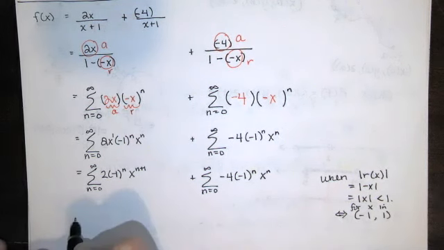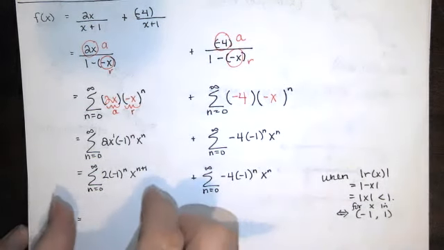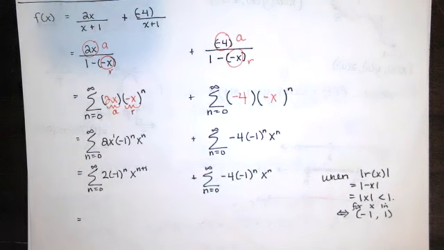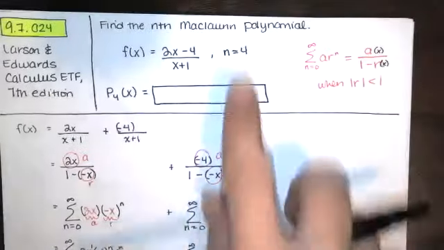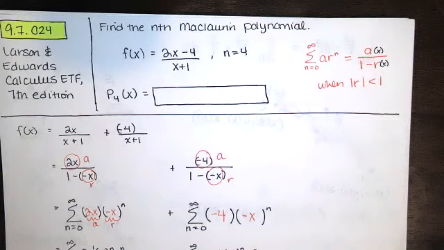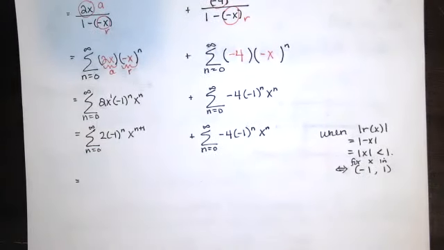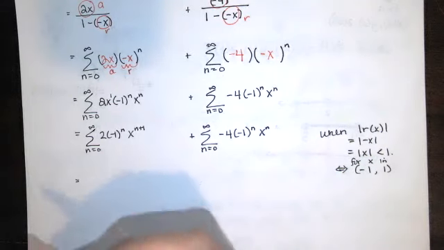Okay, now at this point, we could come up with a way to add these two infinite series together, and I would do that if I was asked for the Maclaurin series for f, but we weren't asked for the Maclaurin series. We were asked for the 4th degree Maclaurin polynomial. So what I would recommend you do is just expand this until you get to an x to the 4th, and expand this until you get to an x to the 4th, and then add like terms.